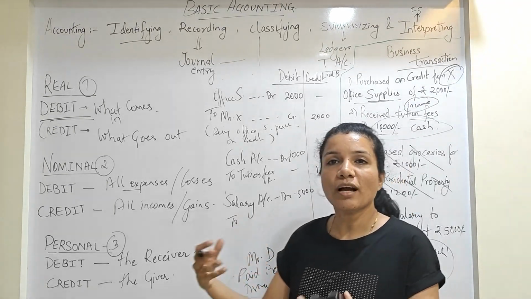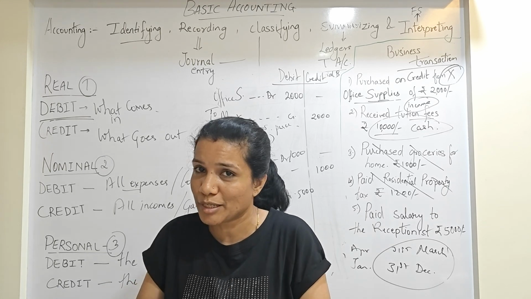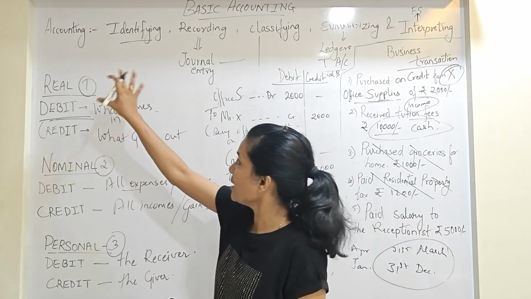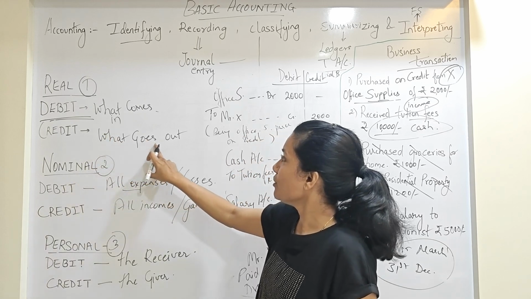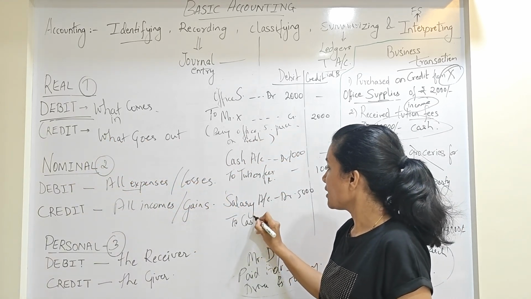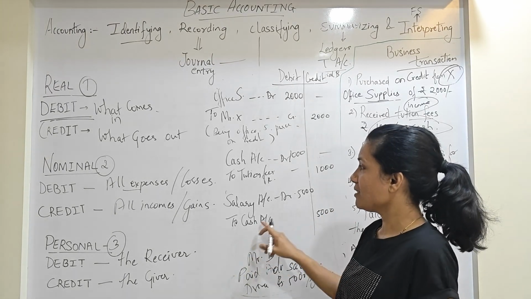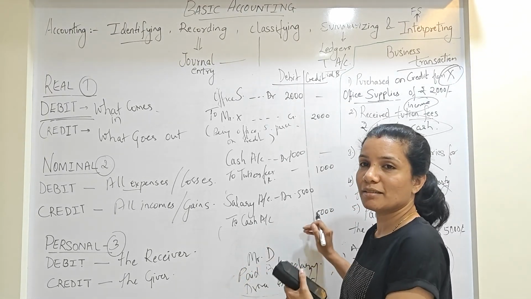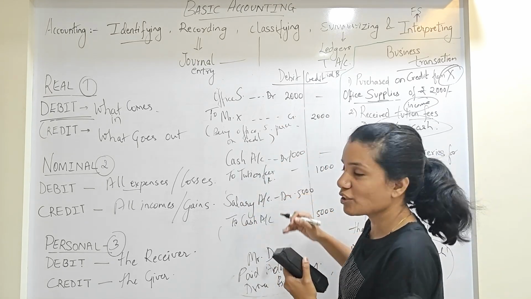To, what is going out? Cash is going out. When I pay cash, cash is going out of my business. So cash is a real account. Real account rule says credit what goes out. So salary account is debited, cash account credited by 5,000 rupees. Being salary paid, narration, being salary paid to the receptionist. So this is how you pass the journal entries.